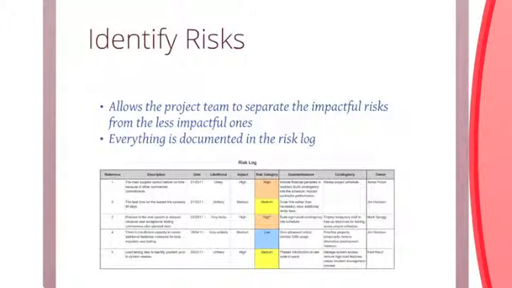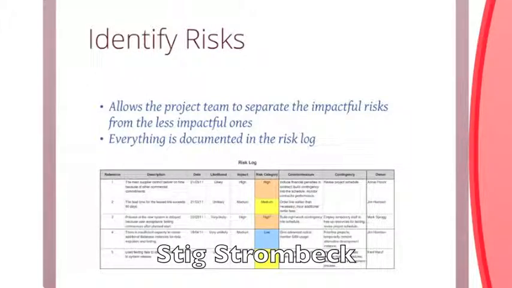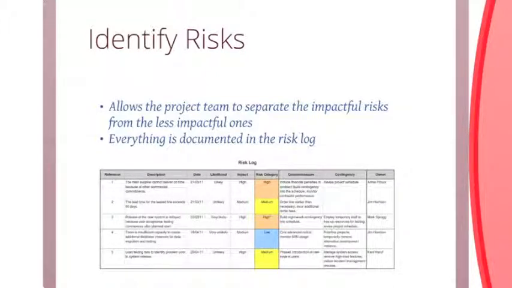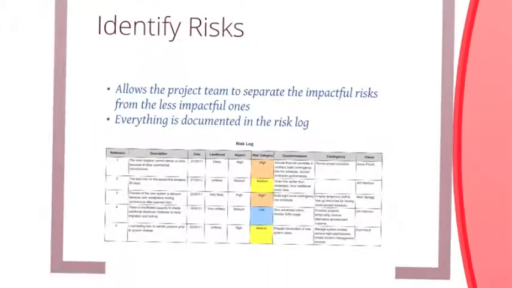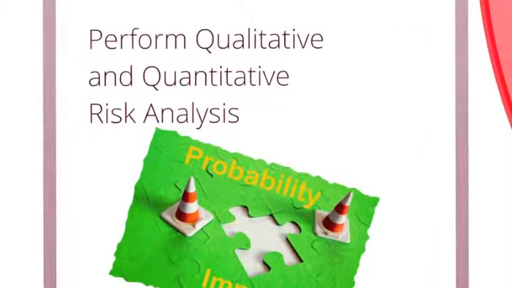Identify risks. This step allows the project group to separate the impactful risks from the less impactful ones so that they know what characteristics to look out for. Once initial risks have been identified, there will need to be documentation reviews since new risks will arise as the project develops further. These possible risks and resolutions are then logged into the risk register, which is continuously updated as the project progresses. Perform qualitative risk analysis.